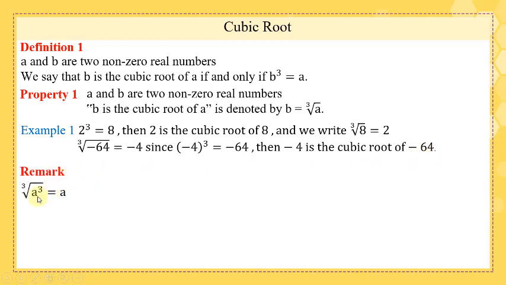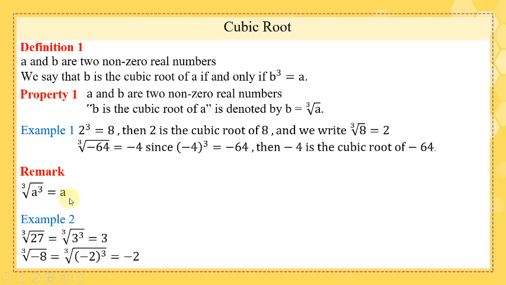Remark: cubic root of a to the power 3 is equal to a. Example: cubic root of 27 is equal to cubic root of 3 to the power 3, which is equal to 3. Cubic root of minus 8 is equal to cubic root of minus 2 to the power 3, which is equal to minus 2, according to the above remark.